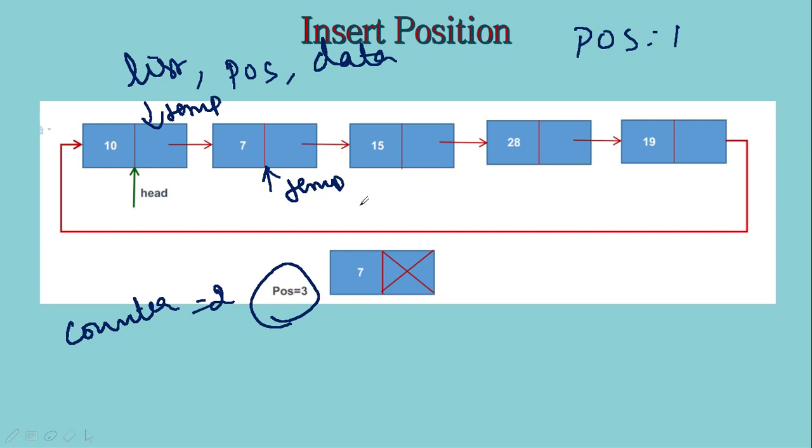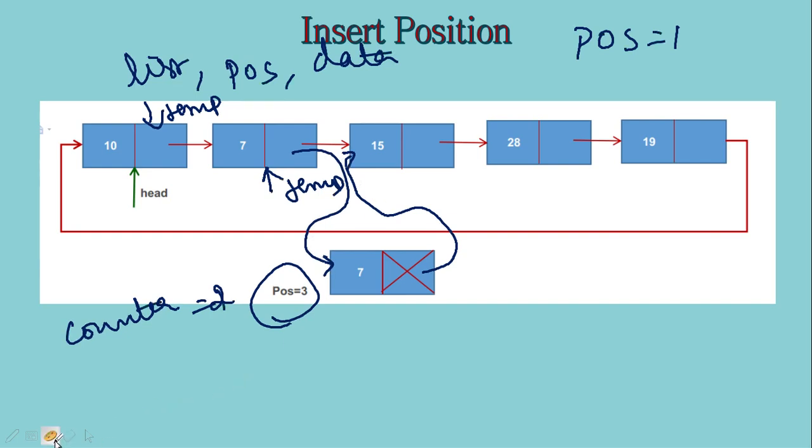And then what you are going to do is make the next part of the new node equal to the next part of the temp, right? So temp's next part actually contains the address of this node 15. So you will make the next part of the new node point to 15, and you have to make the next node of temp equal to the new node. So the connection will be made like this, and your new node will become part of the linked list at the given position, right?